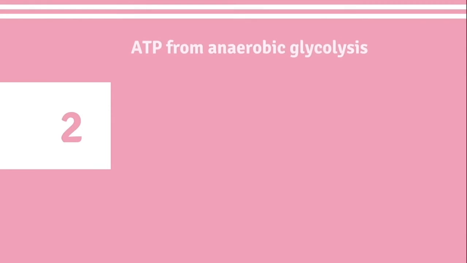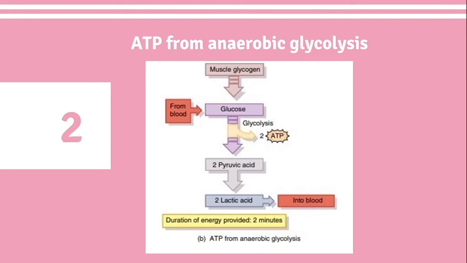The second one is ATP from anaerobic glycolysis. The breakdown of muscle glycogen into glucose and production of pyruvic acid from glucose via glycolysis produce both ATP and lactic acid, which causes muscle fatigue.